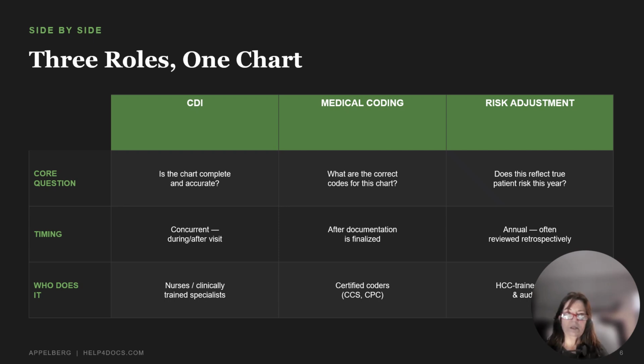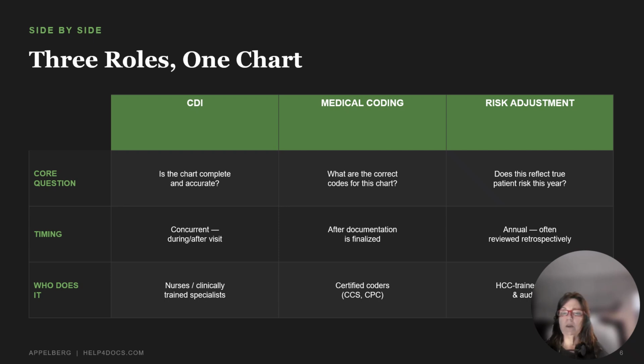Medical coding asks, what are the exact codes for what's documented? Now this is the coders that are just coding the diagnosis. So you have to understand that coding for risk adjustment or CDI is a different kind of coding. And doing CDI as a coder is not really coding. It's doing CDI, clinical documentation integrity reviews.